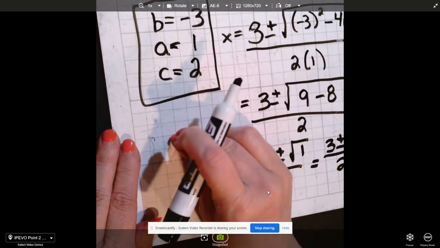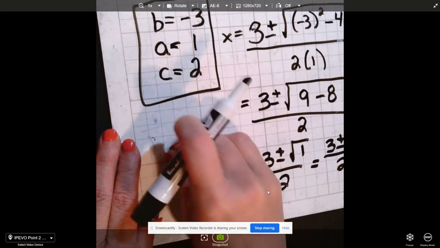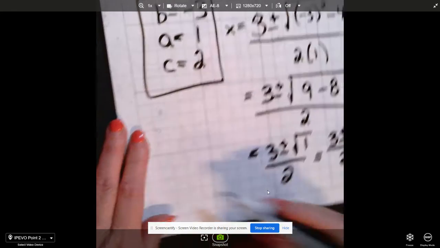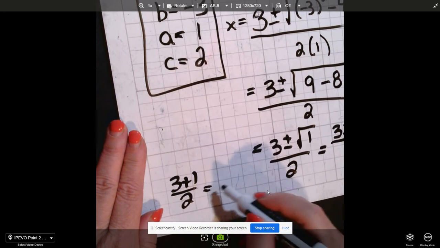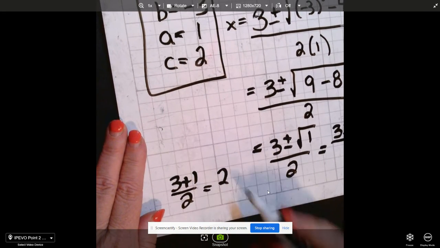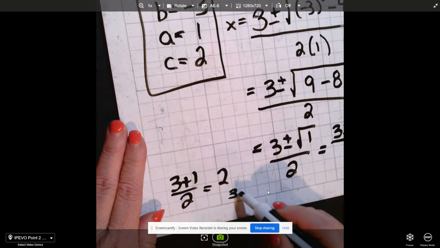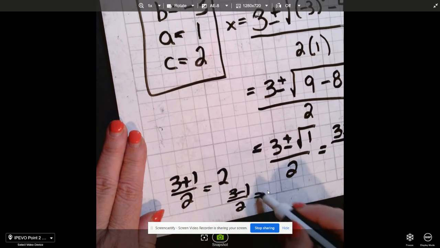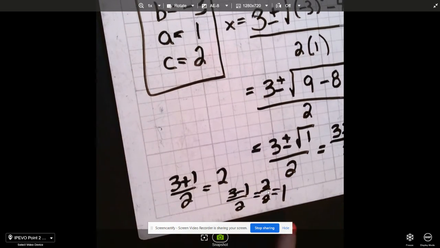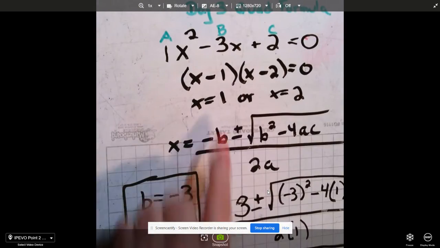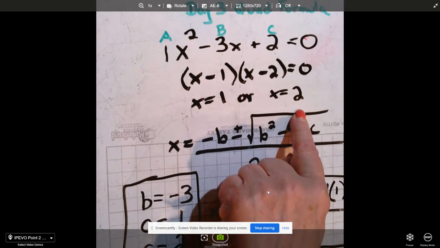Oops, I have a piece of tape on here. You won't be able to see what I write, this piece of tape. I'll write it over here. 3 plus 1 over 2 would be 4 over 2, which is 2, or 3 minus 1 over 2, which would be 2 over 2, which is 1. So my answer is 1 and 2, which you can see is exactly what we got up here.